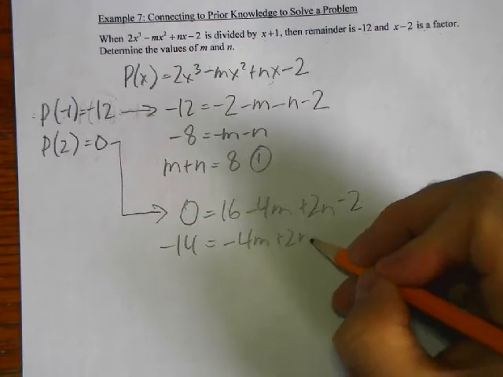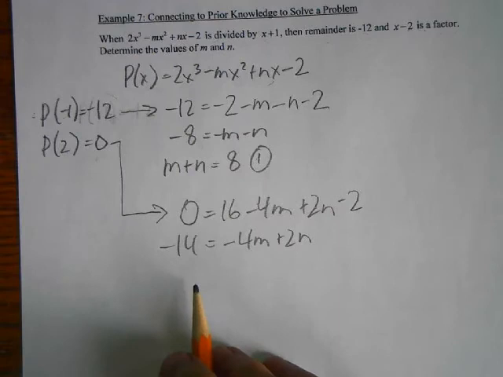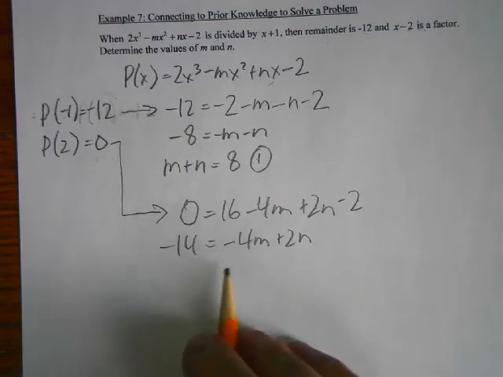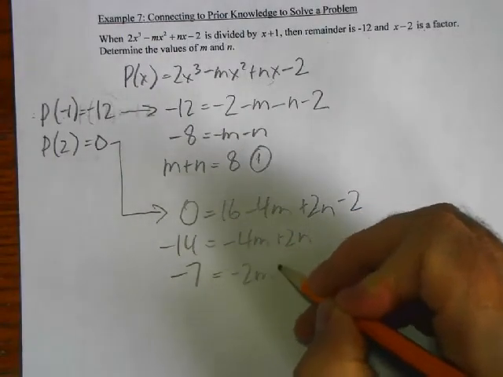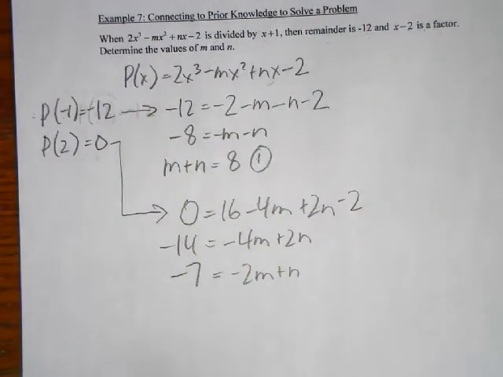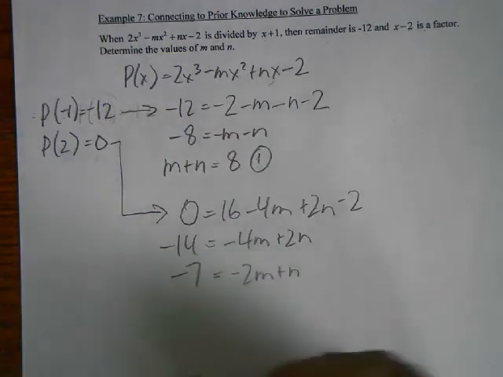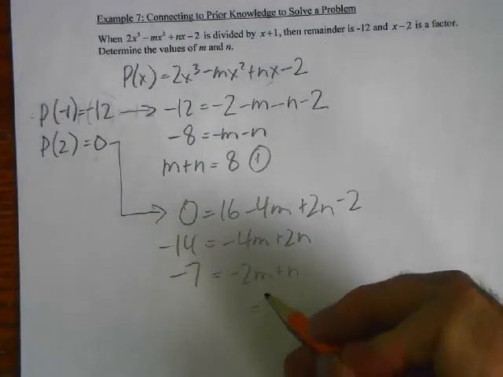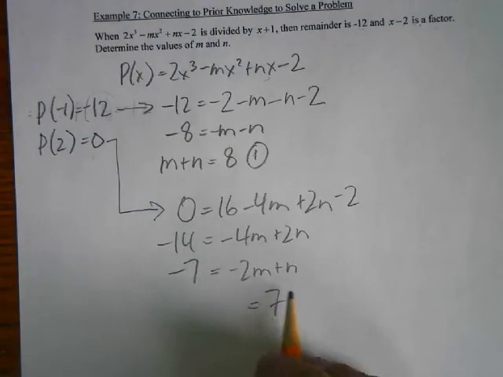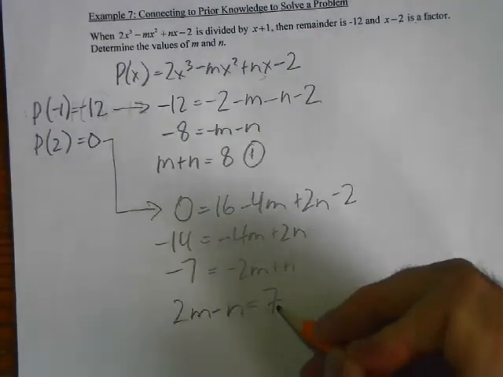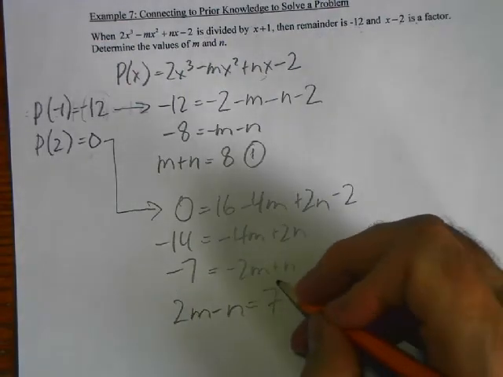Okay, and we can actually divide both sides by 2. Negative 7 equals negative 2m plus n. And now I'm going to multiply both sides by negative 1 and flip the sides. So I'm going to get 7 comes over here because it's negative, and then I get 2m minus n here. Okay, there's our second equation.